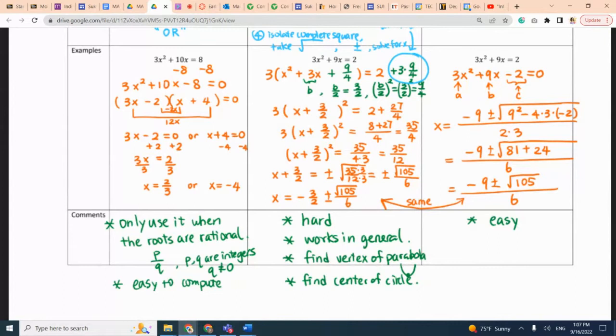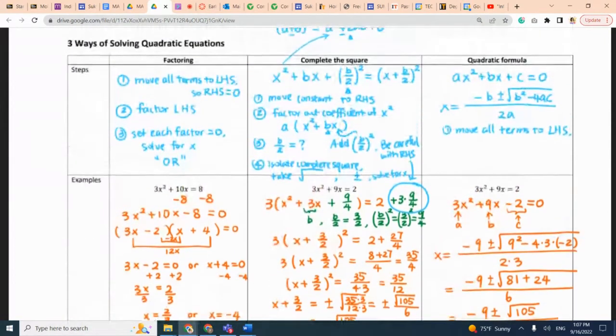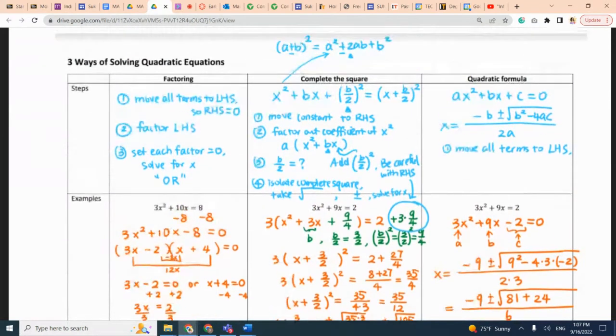Okay. And let's do the last one, completing the square. Okay. So how do we do completing the square?